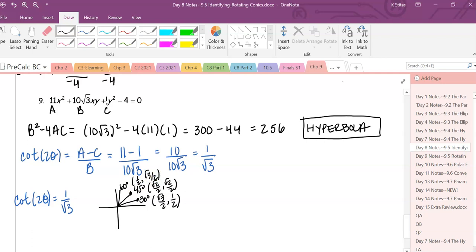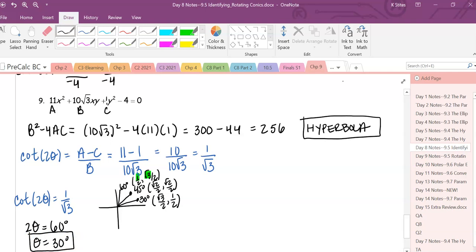Okay, again, we are dealing with cotangent, not tangent. So we are doing cosine over sine, or x over y. So x over y means that it's going to be the 60 degrees that gives us a cotangent of 1 over root 3. So 2 theta equals 60 degrees. Divide by 2 on both sides. Our angle of rotation is 30 degrees.